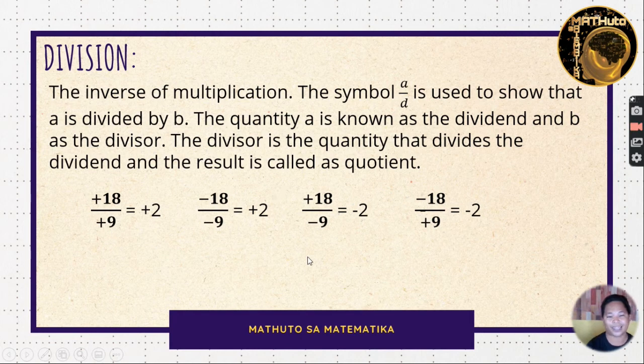So same rule with multiplication. So if we have the same sign, the quotient is positive, or the sign of the quotient is positive. And if we have different signs, the sign of the quotient is negative.